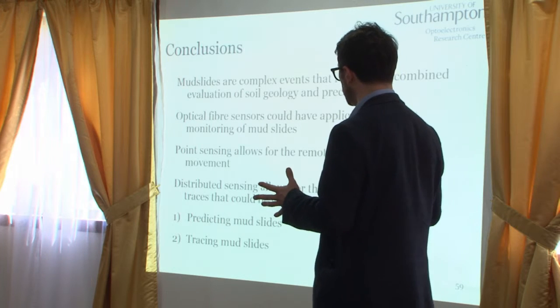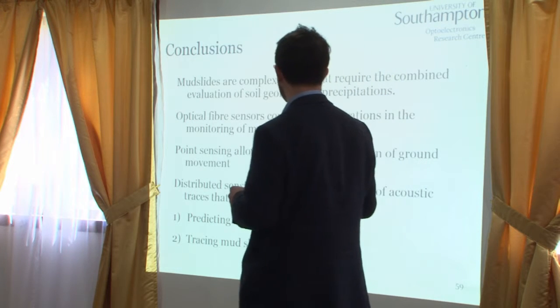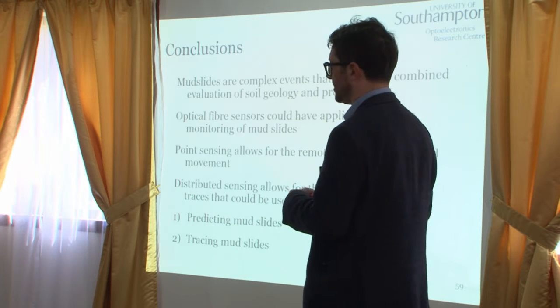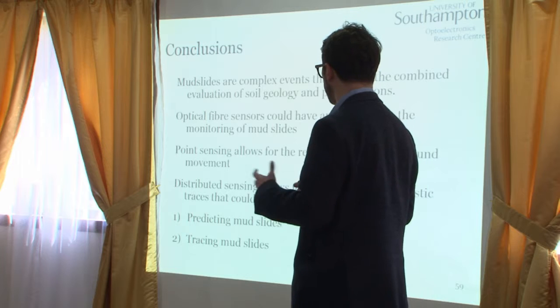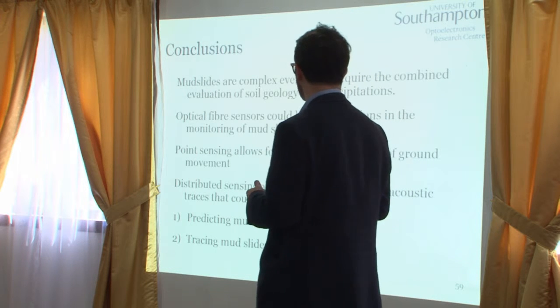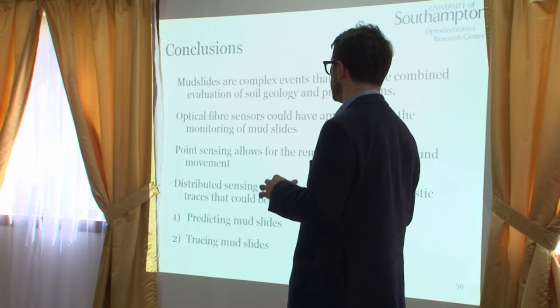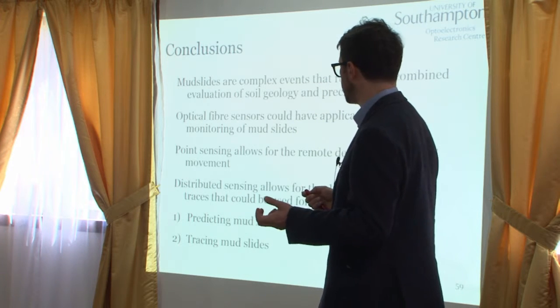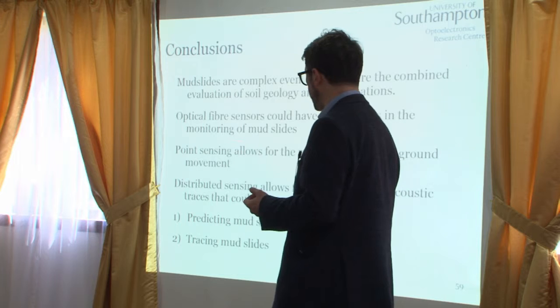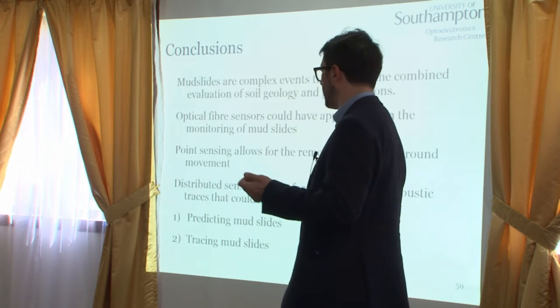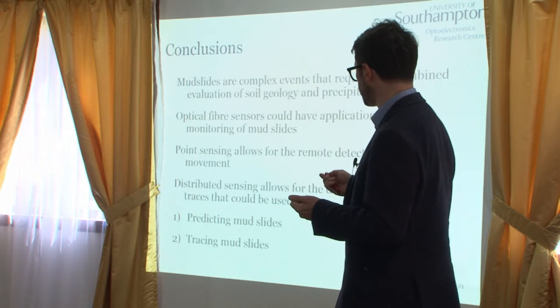So in conclusion, I'm sorry I'm running late. Mudslides seem to be very complex, they are affected by lots of events, and there are lots of factors that are fundamental in the determination of mudslides. Optical fibers could be useful for monitoring mudslides or environmental monitoring in general.